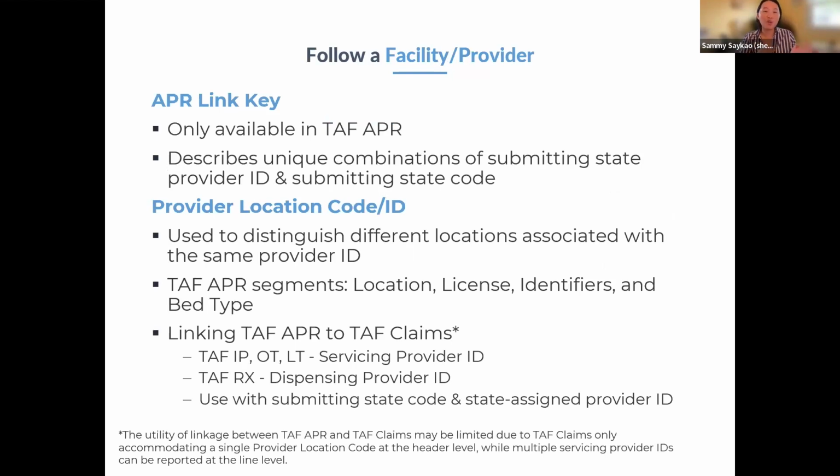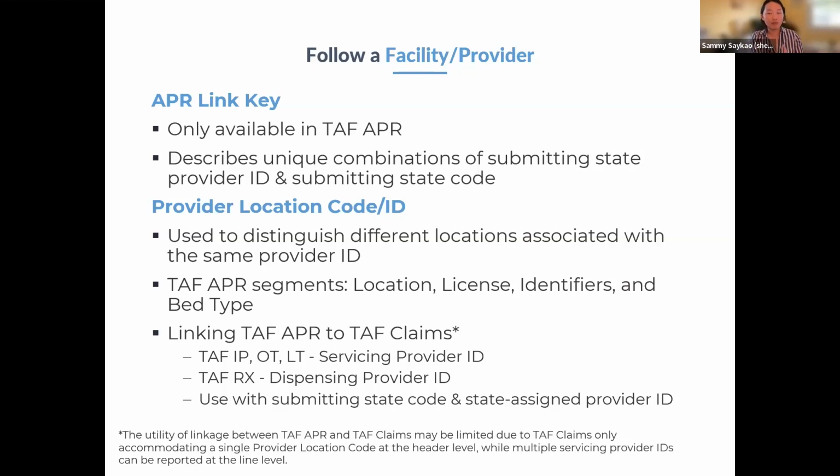So it's called location code in the TAF claims, but it's called ID in the TAF provider file. This has to be used in conjunction with the state assigned provider ID. It's used to distinguish between different locations associated with the same provider. This code is not available in all TAF APR segments. It's available in location, license, identifiers, and bed type files. And when you're linking to TAF APR or TAF claims, for TAF inpatient, other services, and long-term care, this code refers to the servicing provider ID. If you're working in TAF pharmacy, it refers to the dispensing provider ID.